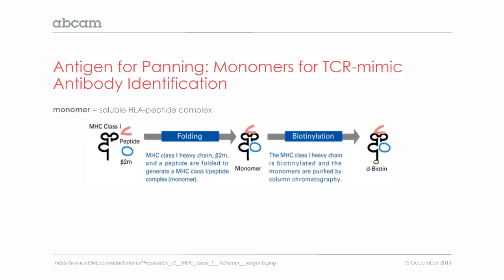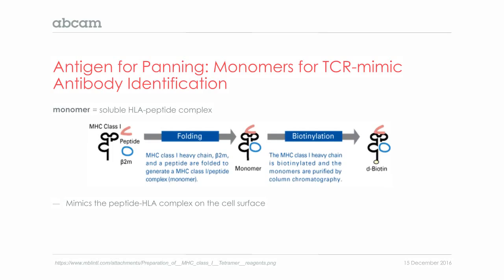So for example, in our case, it's going to be a mutant peptide or a wild type peptide or any other control peptide that we want to investigate. And this is folded together with beta-2 microglobulin. And this final monomer complex can be biotinylated.